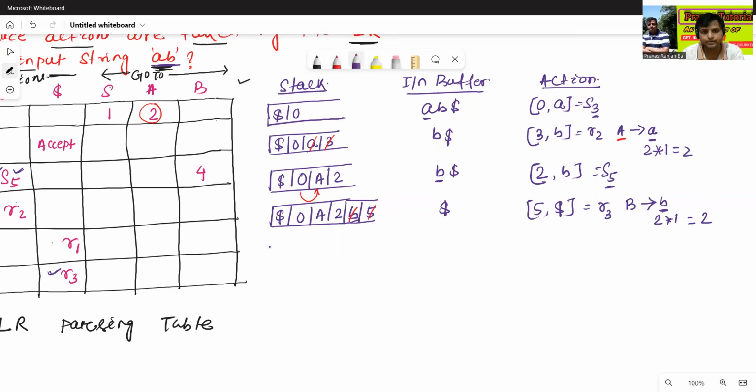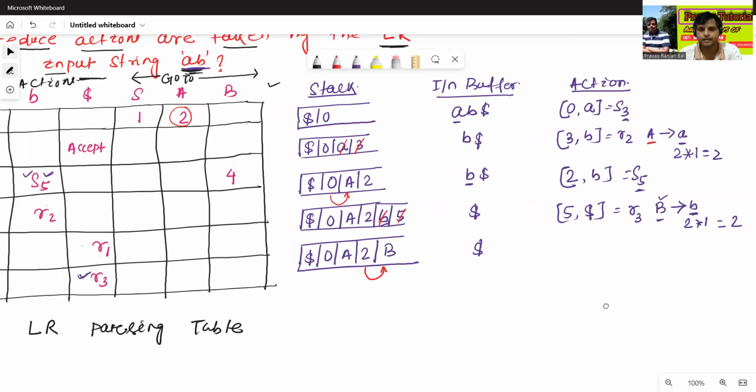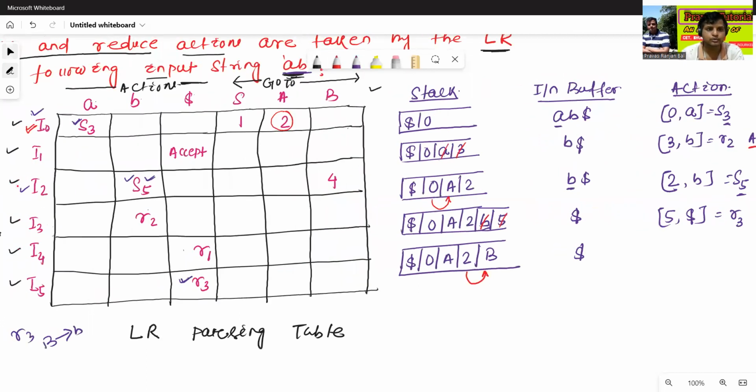So this is dollar, this is 0, this is A, this is 2. We'll remove 2 elements and replace these 2 elements with this B, the LHS part. This is B, then dollar. Now we'll check 2 to B. 2 to B is a go to action, and 2 to B is 4. So now I'll write here 4.